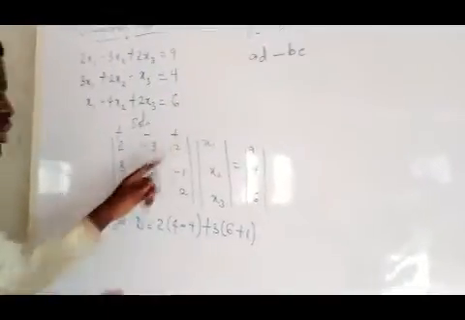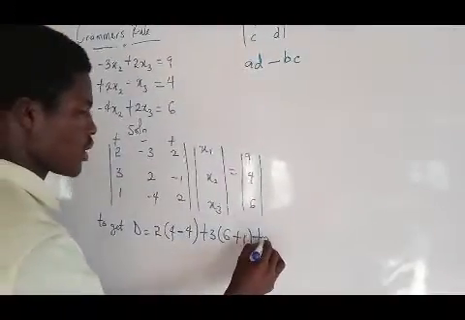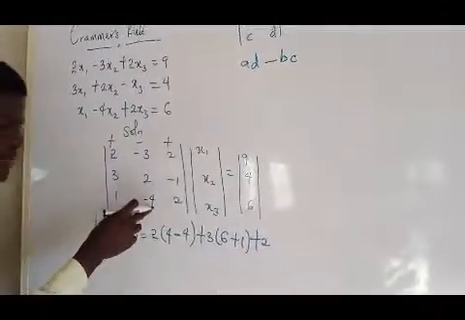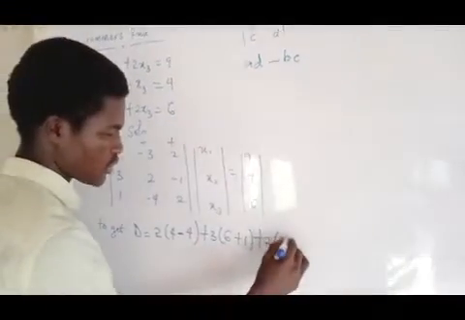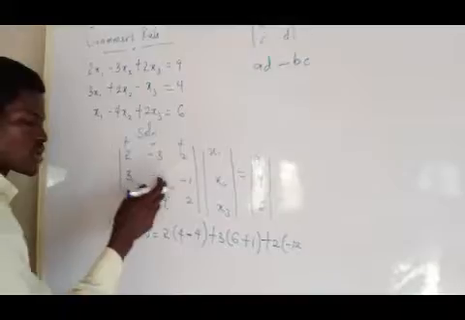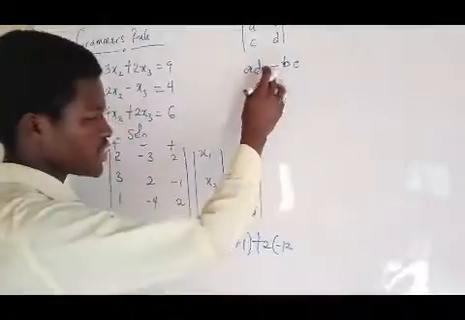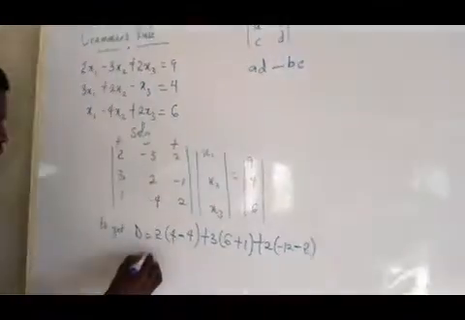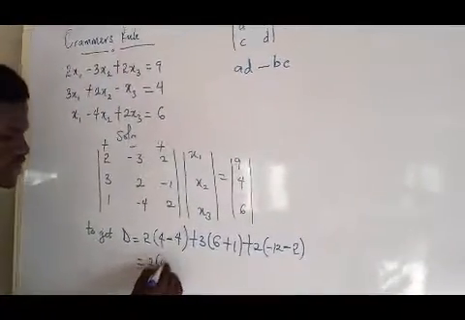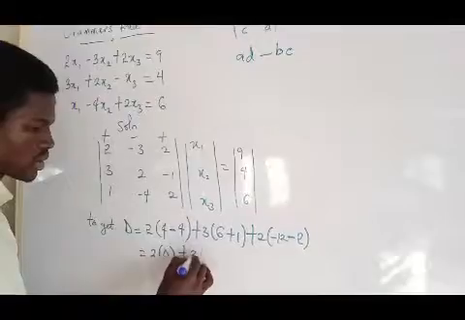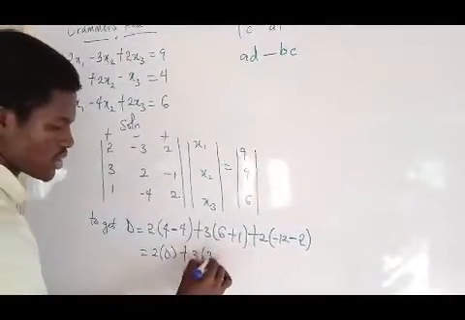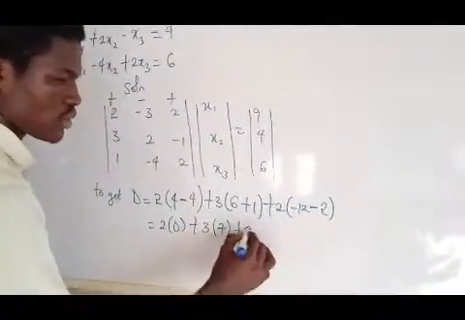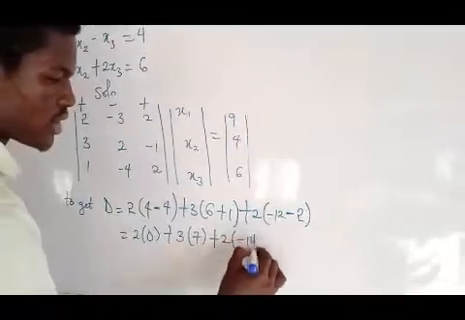Alright, so this one is what? Plus 2. Then 3 times minus 4 will give me what? Minus 12. 1 times 2 will give me what? 2. Then this minus, so that's what? Minus 2. Do we get that now? Alright, so that will be 2 times 0 plus 3 times 6 plus 1, 7, plus 2 times minus 14.